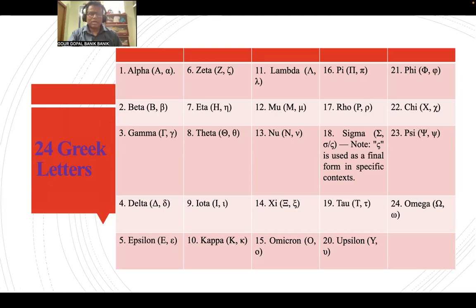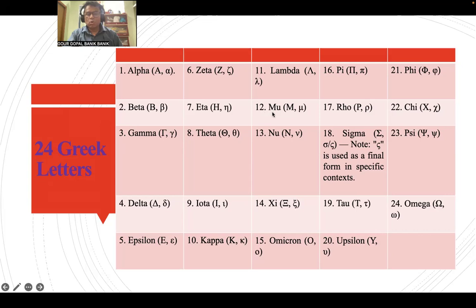Alpha, beta, gamma, delta, epsilon. Number 6 is zeta. See, in brackets, both capital letter and small letter are given. Hope you have understood. Then number 7 is eta. Number 8 is theta. And this theta, we use in sine theta, cos theta, I'll tell you. Then number 9 is iota. Number 10 is kappa. Number 11 is lambda. Both in brackets, capital letter and small letter given.